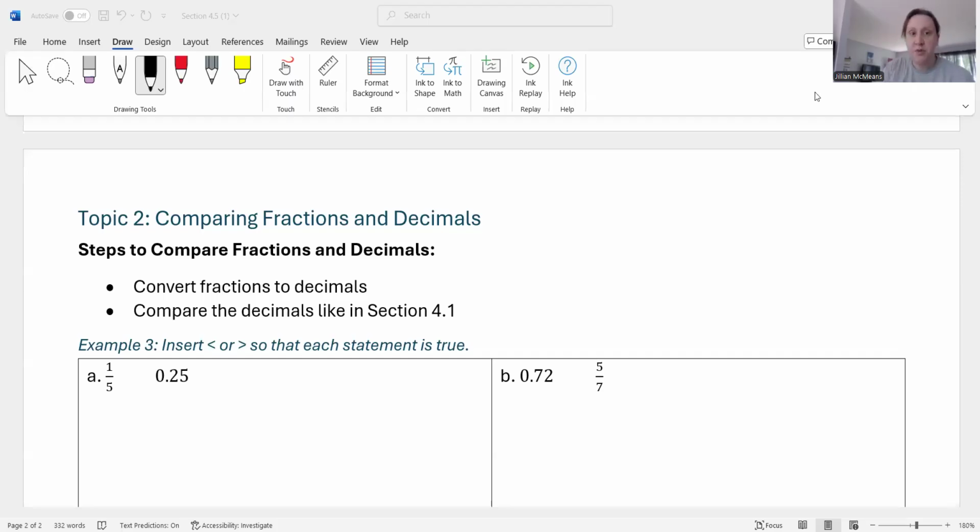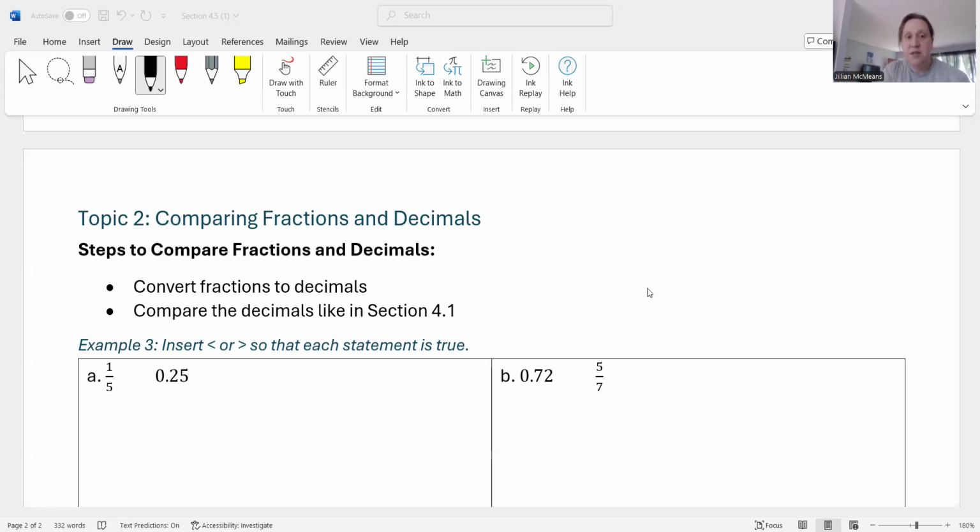All right, for topic two, we're going to look at comparing fractions and decimals, and we're also going to look at putting a list of fractions and decimals in order from smallest to largest, okay? We already talked about this with just decimals, so now we're going to bring fractions into the mix, okay? So, steps to compare fractions and decimals. It is going to be easiest to convert your fractions to decimals and then compare the decimals like we would have done earlier in this chapter, okay?